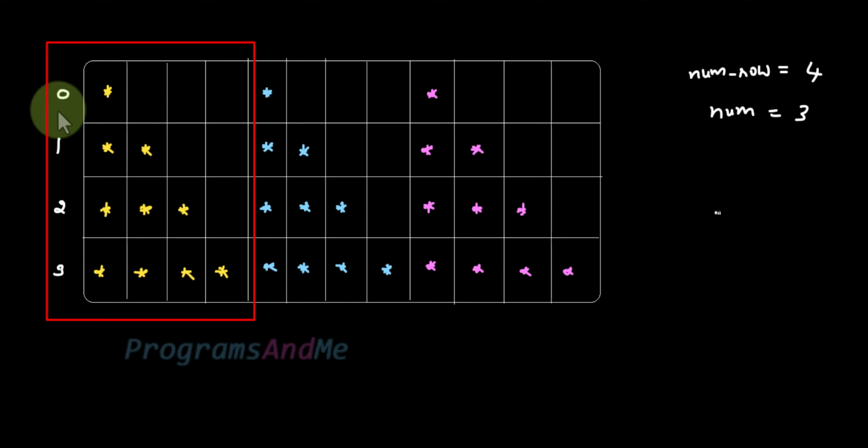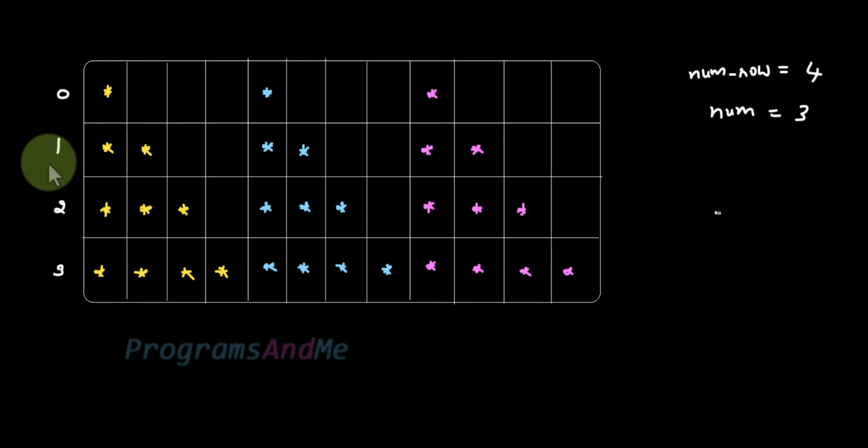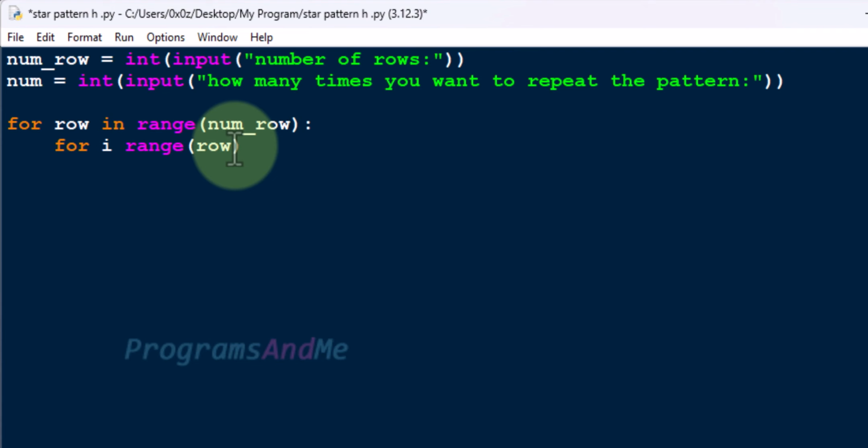So here when row is 0, I want 1 star. When row is 1, I want 2 stars. When row is 2, I want 3 stars. That means row plus 1 stars, right? Here, row plus 1 stars. How many stars do we want? Row plus 1. Then here, use the print function to print star.